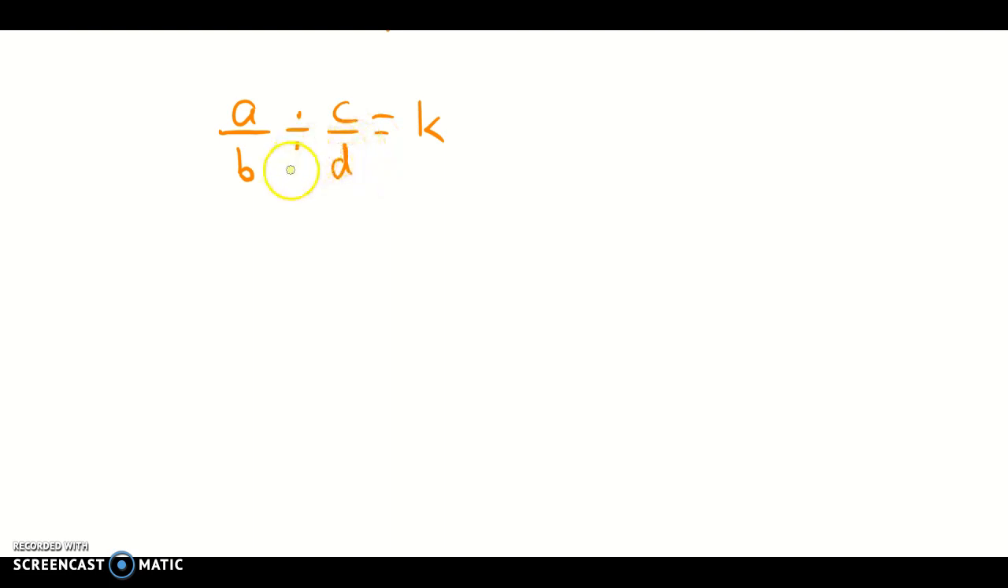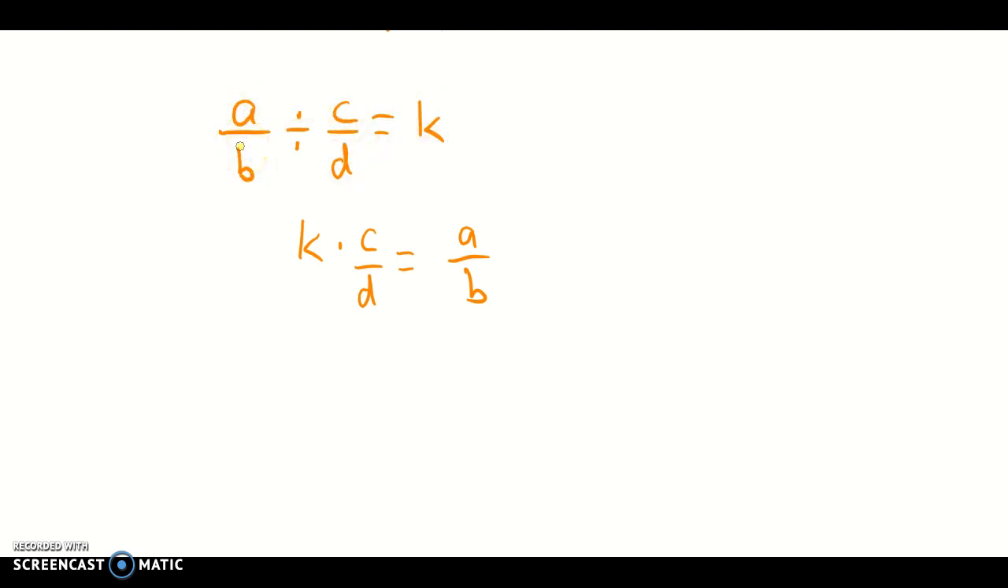If I have a over b divided by c over d, well, again, I'm going to use the definition here. I want to show that this is the same as multiplying by d over c. So the definition is that we're going to have some number k times c over d is equal to a over b. Right? That's the definition of division. What number, k, times c over d gives us back a over b.